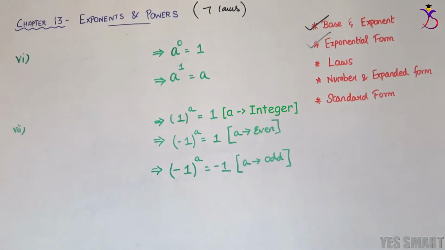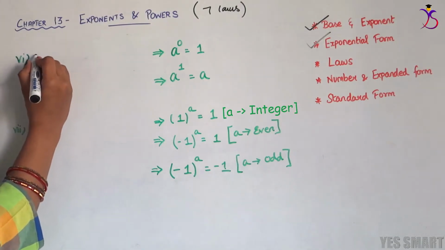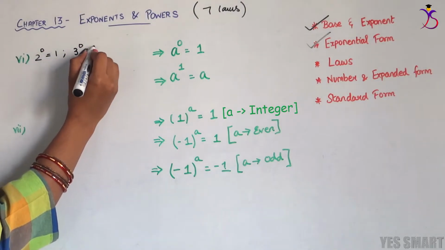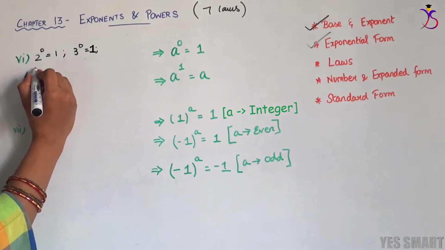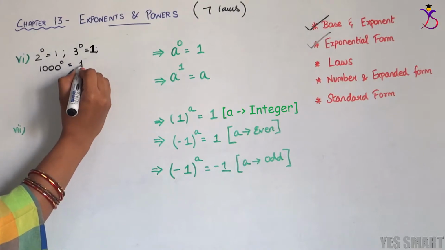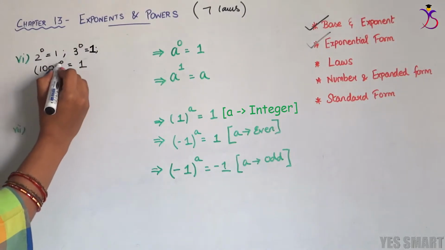Any number to power 0 is 1. The base can be any number. You can take 2 power 0, that is also equal to 1, or 3 power 0, that is also equal to 1. Even if you take a higher number like 1000 power 0, that is also equal to 1.